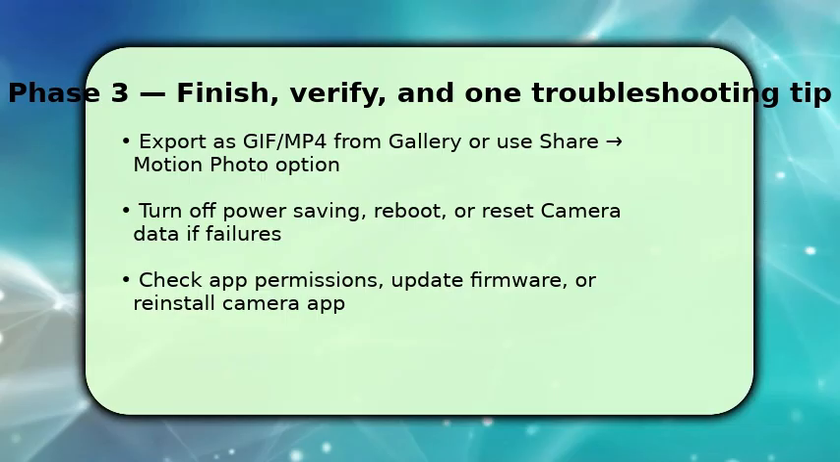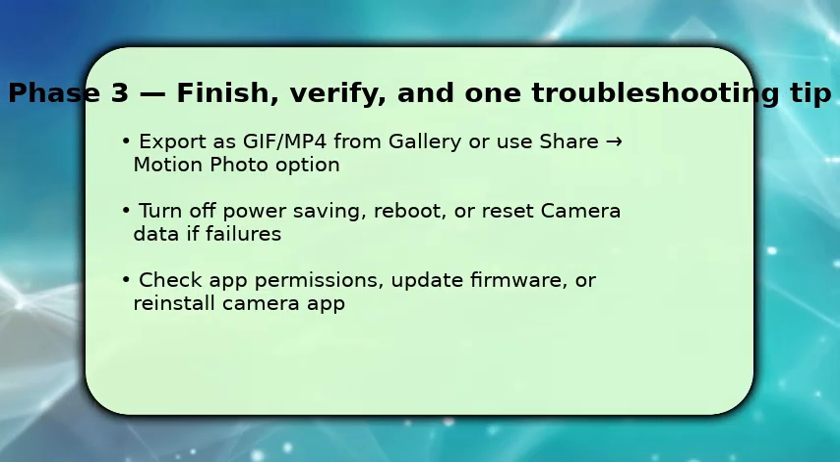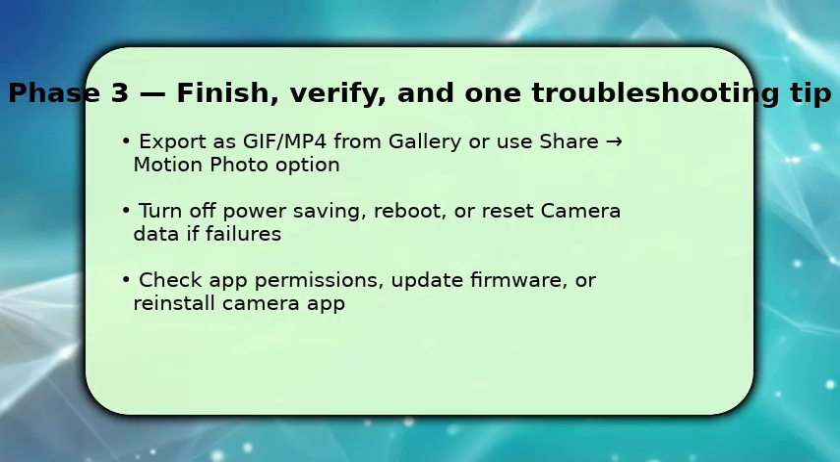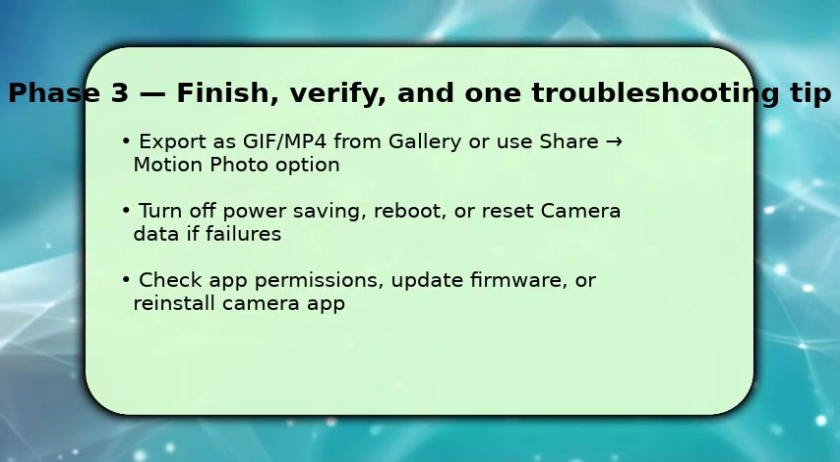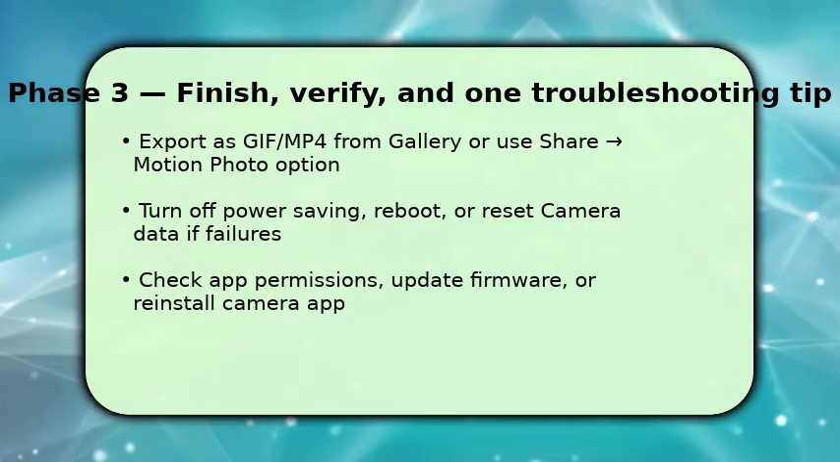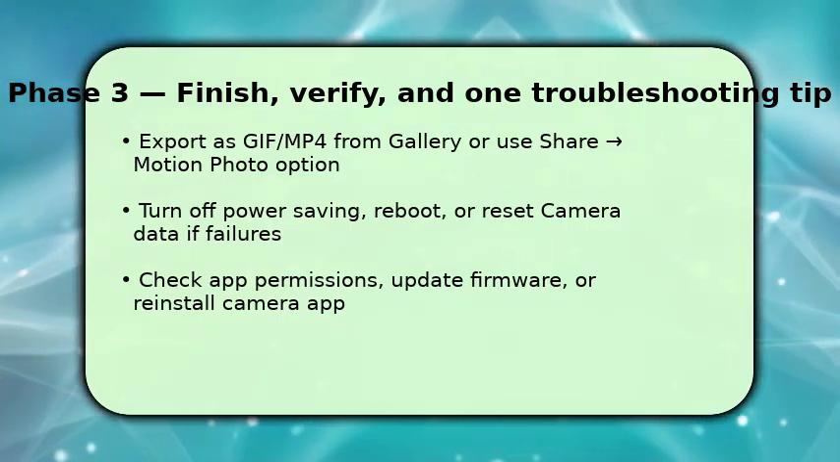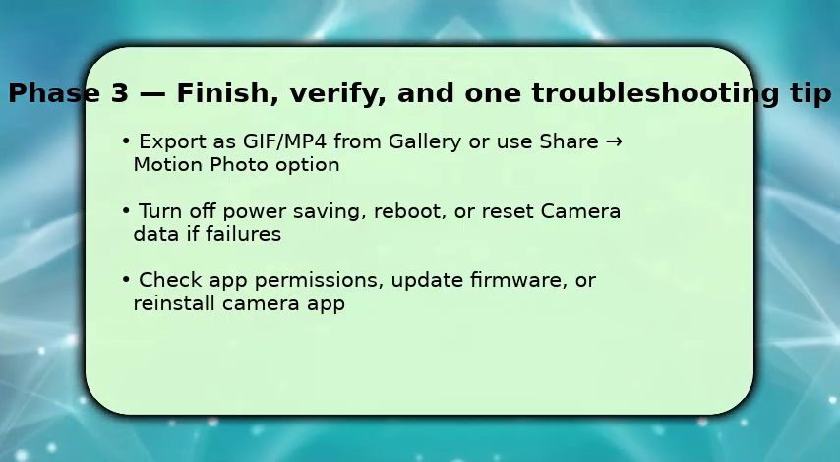If captures fail to save, turn off power saving, reboot the phone, and retry. Make sure camera app data isn't corrupted, clear its cache, or reset app data if needed. Finally, confirm permissions, update system firmware, or reinstall the camera app to resolve persistent issues.